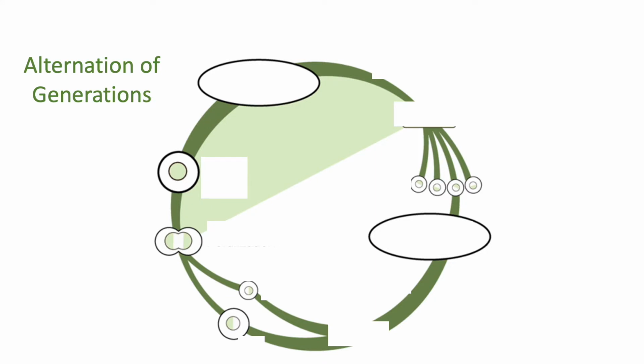Plants undergo the alternation of generations. So there are two distinct generations within a plant's life cycle. The first is the sporophyte generation. The sporophyte generation has a full contingent of chromosomes and is known as diploid. The gametophyte generation is the haploid generation of the plant's life cycle.